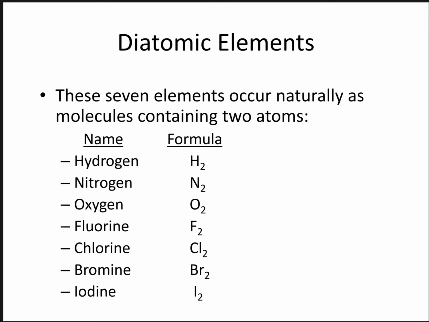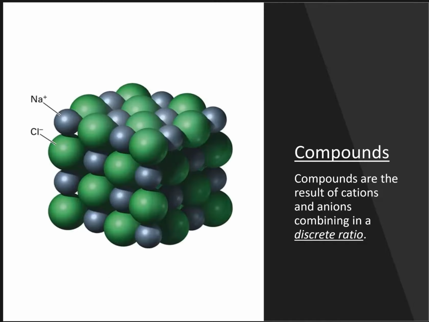Now, we have molecules and we have compounds, and there are some subtle differences between the two. Compounds are the result of ions coming together to form neutral materials. That is, every positively charged cation is counteracted in some way by an anion or group of anions. And compounds always exist with discrete ratios of cations to anions. Again, they're whole number ratios.